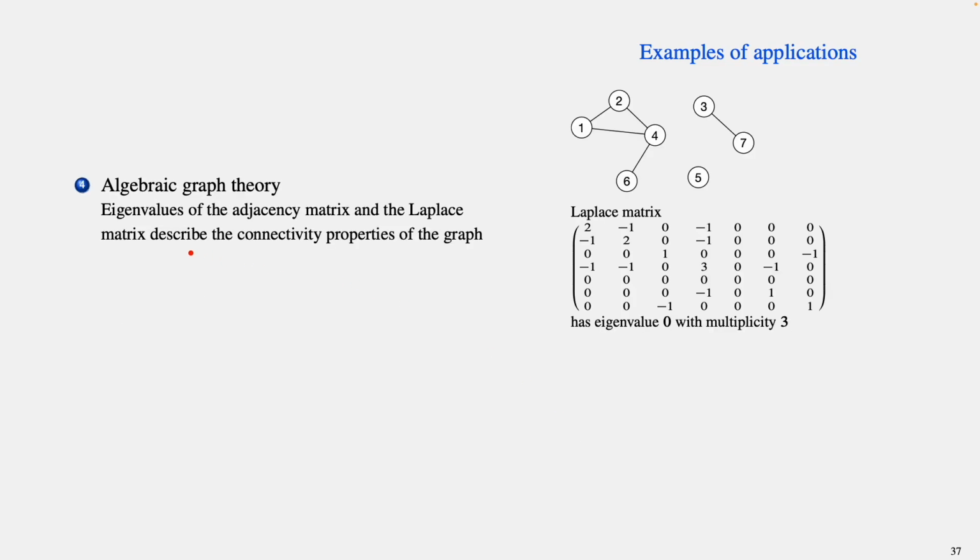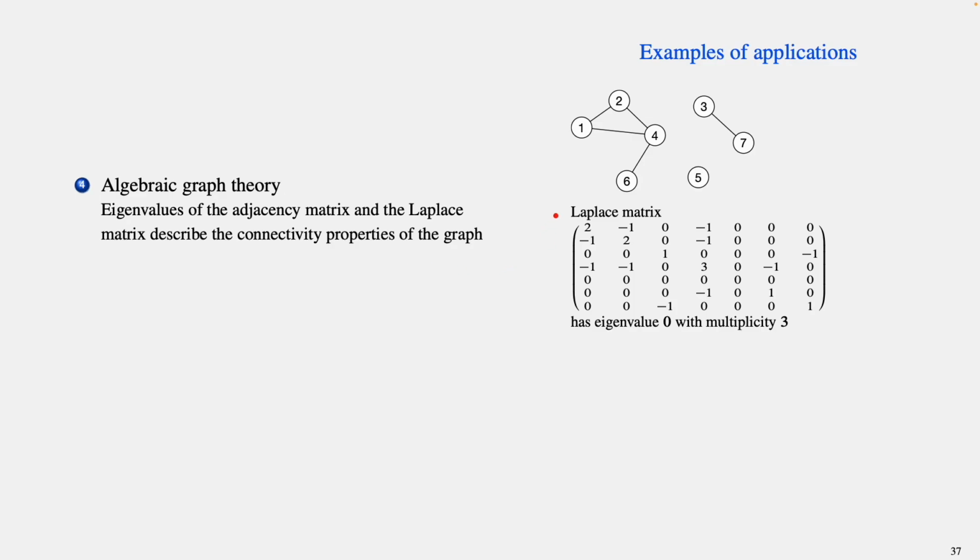A huge field of application of eigenvalue theory is algebraic graph theory. What this means is you study graphs, such as this one, by assigning certain matrices to them. For example, the adjacency matrix or the so-called Laplace matrix. And these matrices describe connectivity properties of the graph.